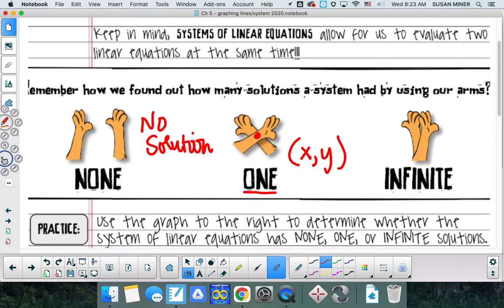And then lastly, we might get infinite solutions. If the lines are laying right on top of each other, kind of like these arms are illustrating, then I'm going to get infinitely many solutions, because if the two lines are laying right on top of each other, then every point is in common with the other line. All of the points are going to be the same. And so I will have infinitely many solutions. There are infinitely many places where those two lines will be the same. So let's see how that works.